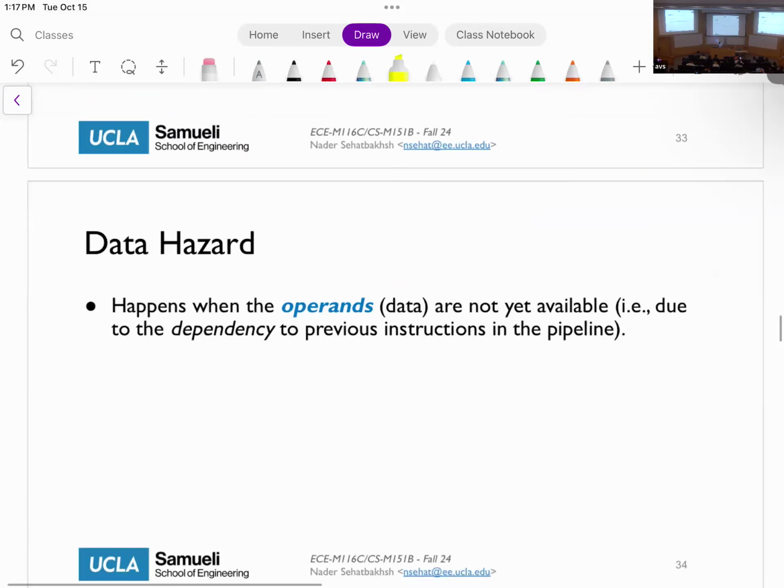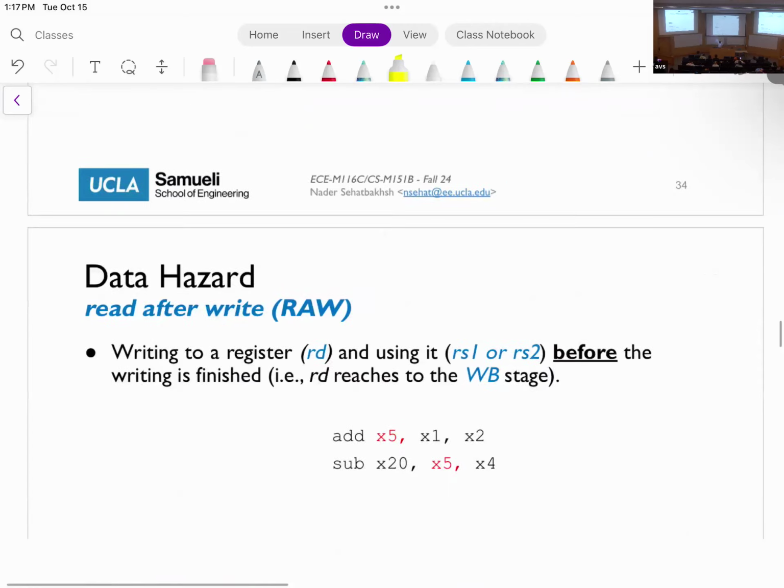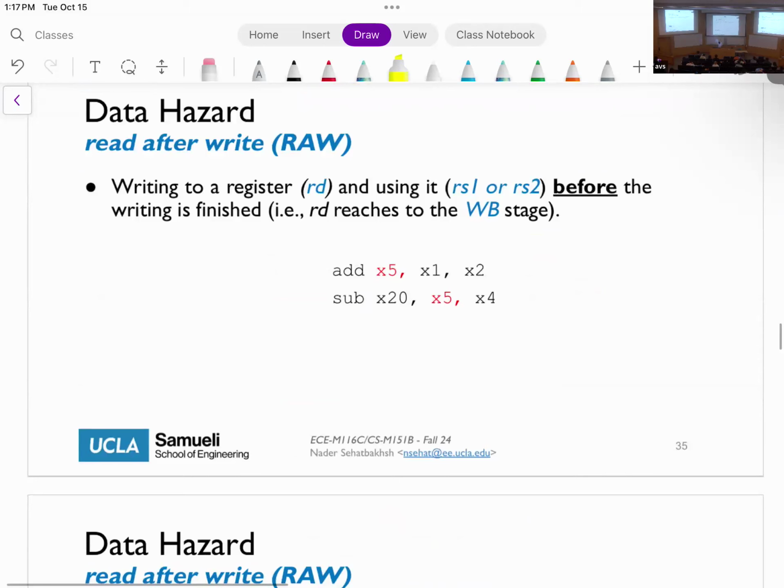So essentially, a data hazard happens when the operands, the data, are not yet available, because of the dependency on the previous instructions. I gave you an example with the add. As you can see here, I'm using RD X5, but I'm using RS1 or RS2, either of these two, it doesn't matter which one, it could be both. If these two happen before this is updated, then we're going to have a problem. For X1, we don't have a problem, but for X5, we do have a problem.